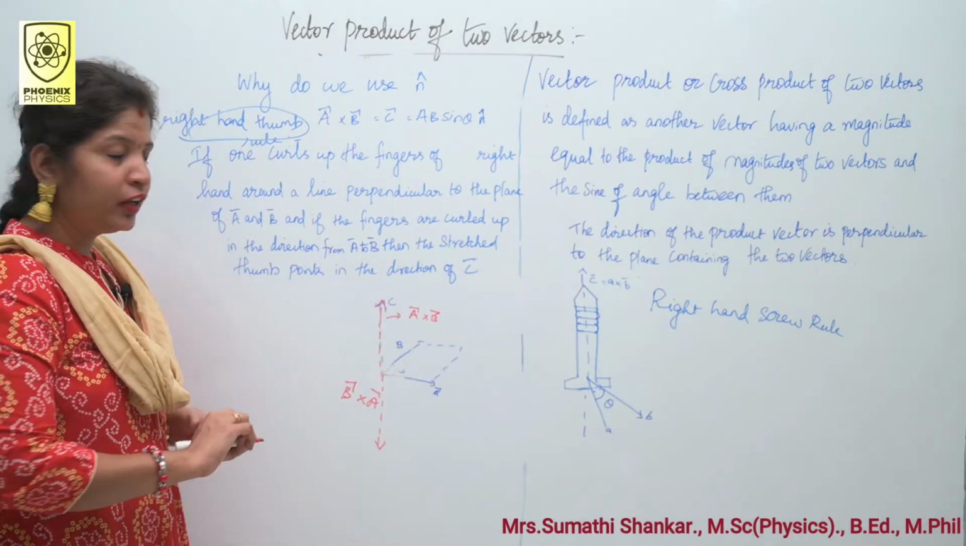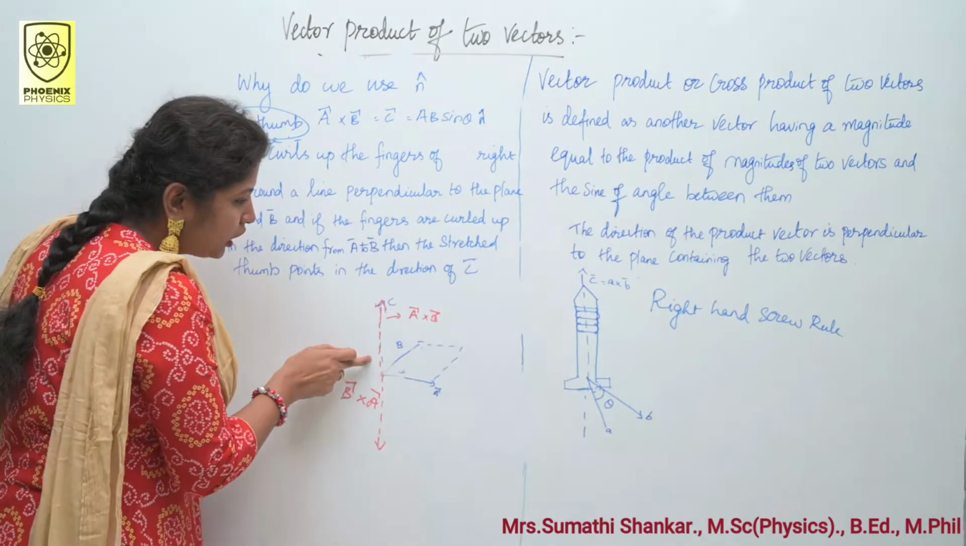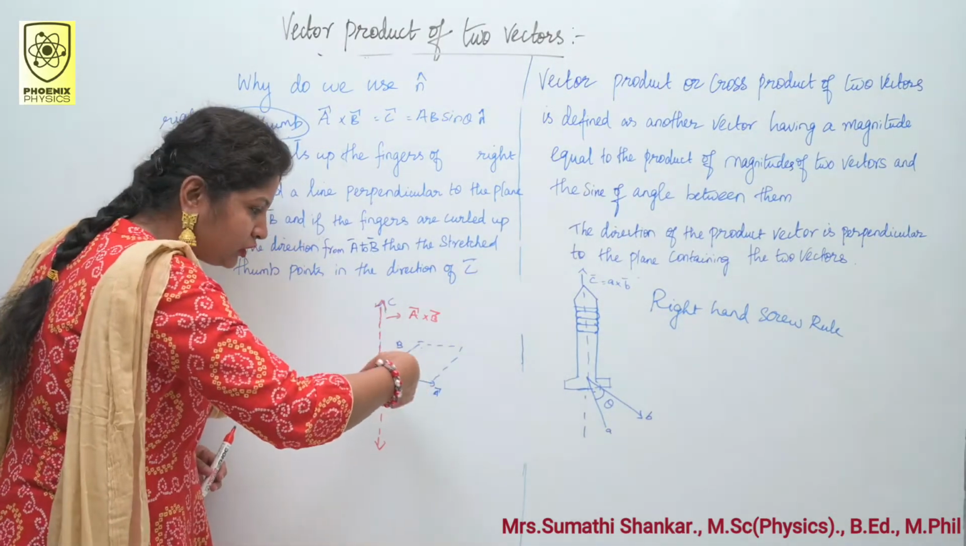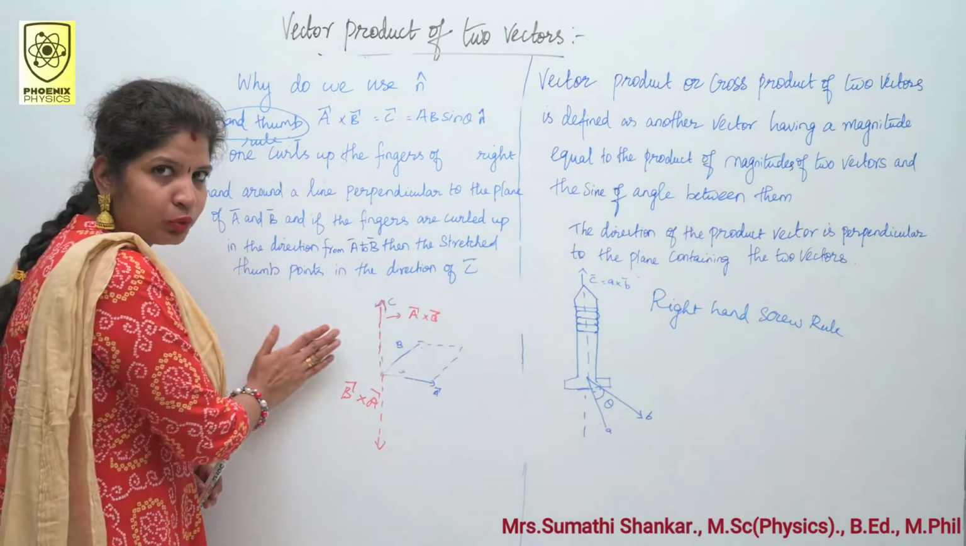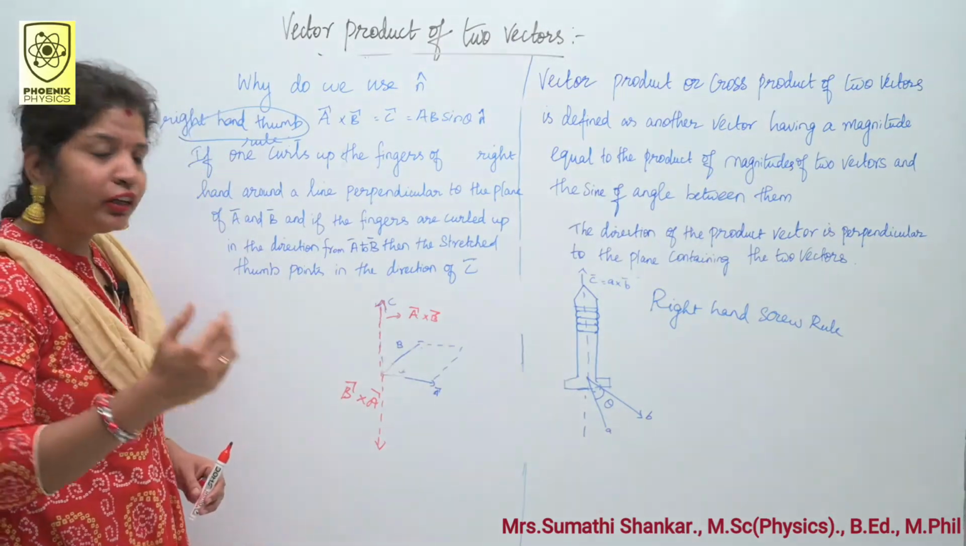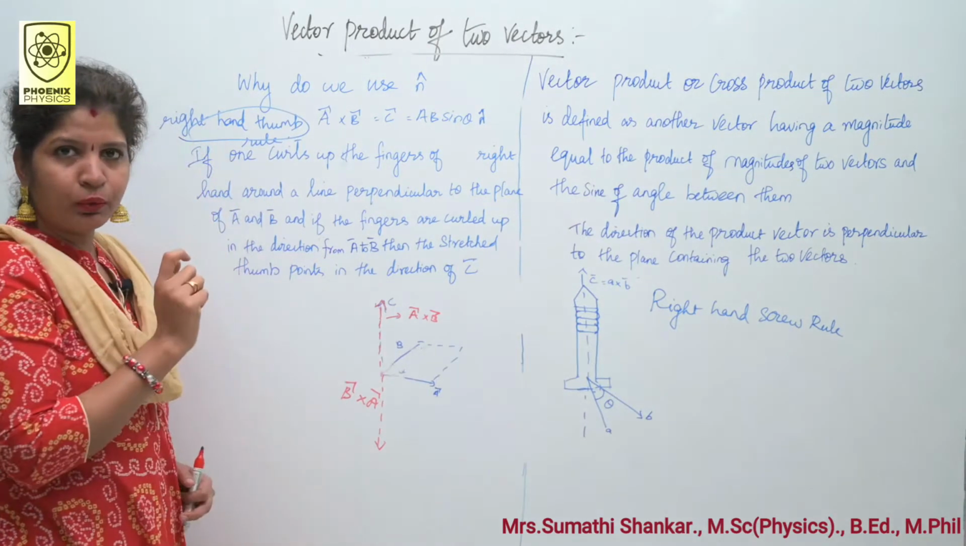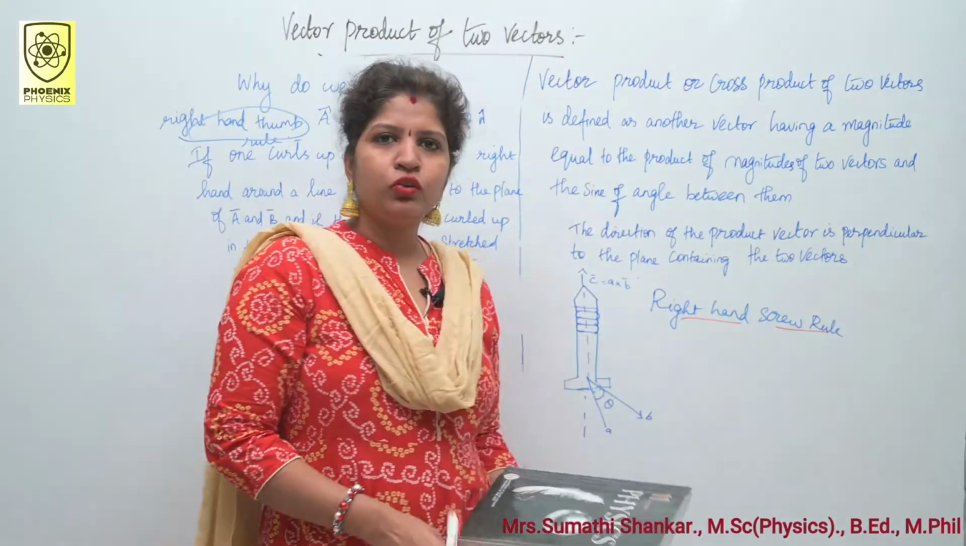Up to this clear? If it is outward, it means upward direction. If it is inward to the plane, it means downward direction. Up to this clear? Then how do you find out the C vector direction? Using the right hand thumb rule. Next one is right hand screw rule.